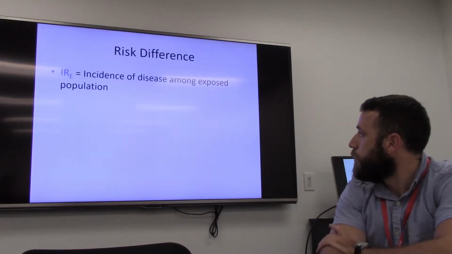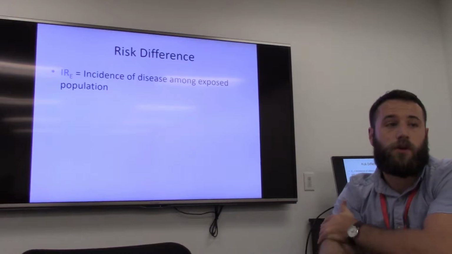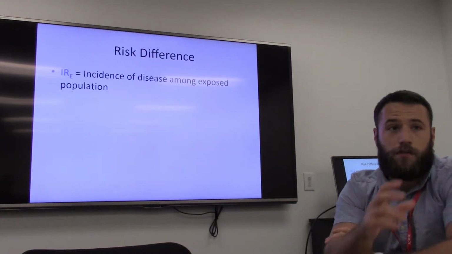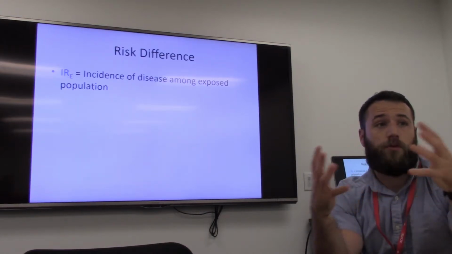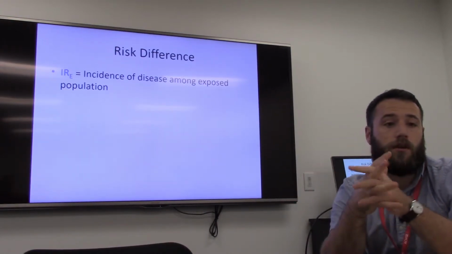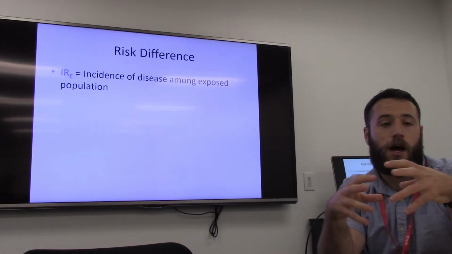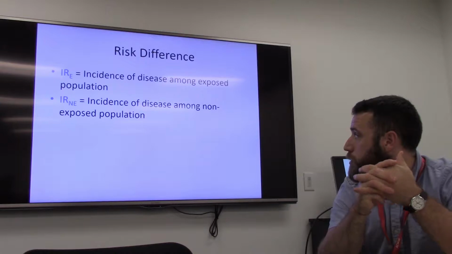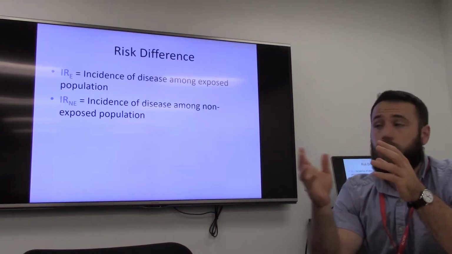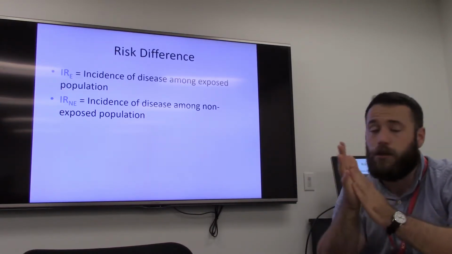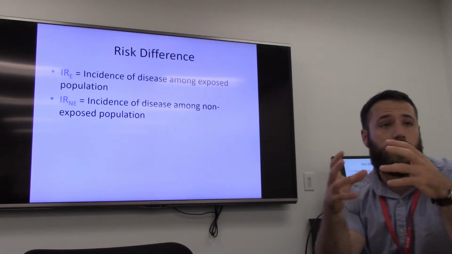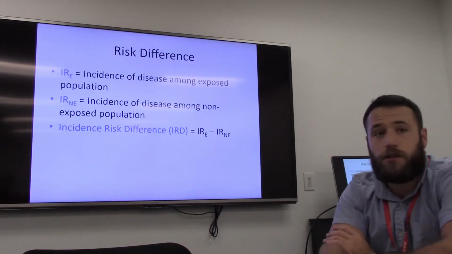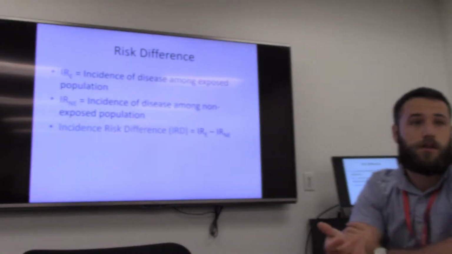So to start, risk difference, there's a few definitions that we have to go over. So IRE we're going to define as the incidence of the disease or the condition in an exposed group. So that is a cohort of individuals who have the exposure of interest. IRNE is the incidence of the condition or the disease in individuals who were not exposed. And simply the incidence risk difference is the incidence in the exposed minus the incidence in the not exposed.